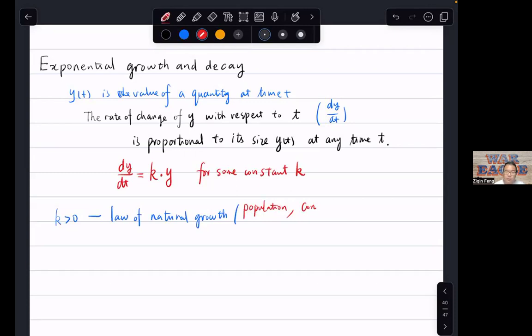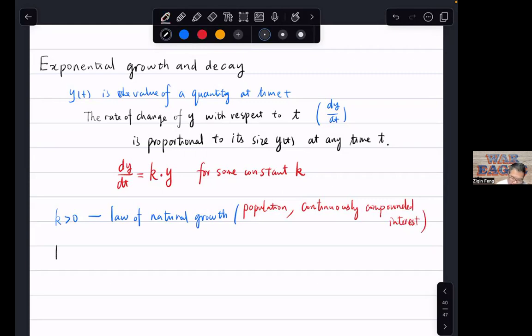So this is continuously compounded interest. That's another thing which satisfies this equation where the constant is positive. Your money is getting more and more, population is getting bigger and bigger, greater and greater.